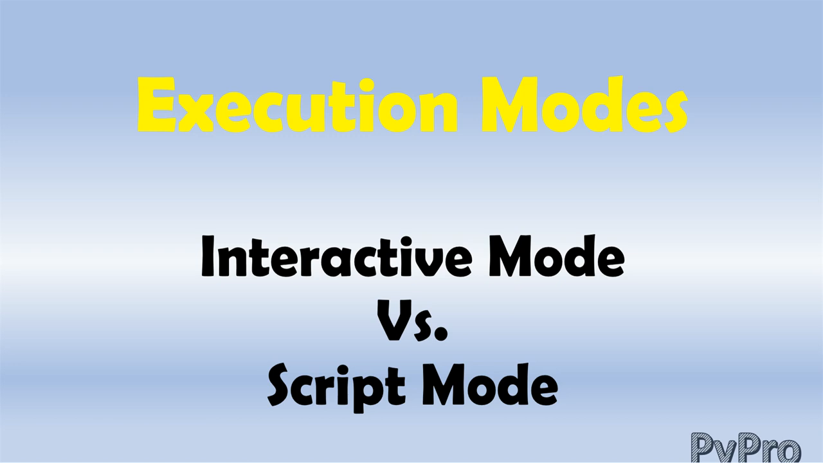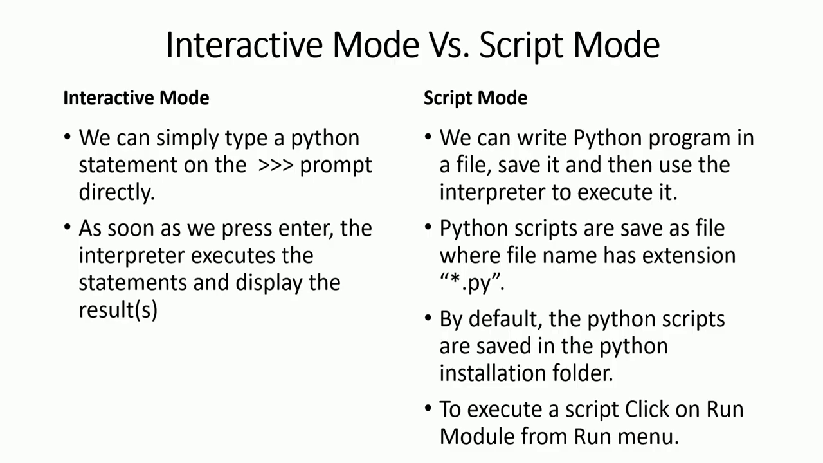In the last video I showed you how the interactive mode works, and today I'll show how the script mode works, and what the uses of interactive mode and script mode are, in practical. In interactive mode, we can simply type a Python statement directly at the prompt, and as soon as we press enter, the interpreter executes the statement and displays the result.